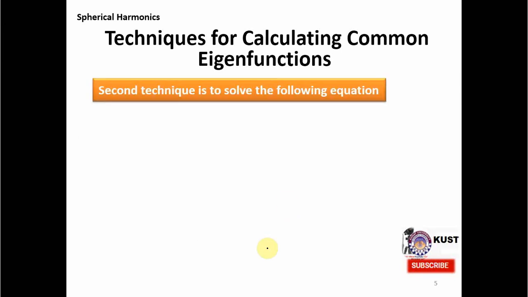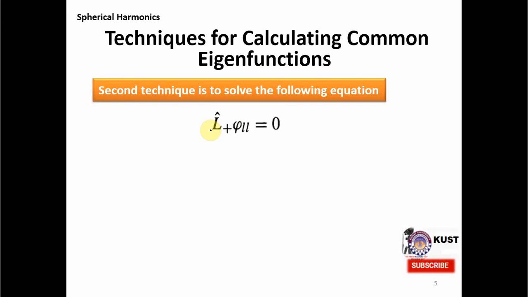The second technique is to go towards the ladder operators. You remember we constructed the ladder operators, and the values of m run from minus L to plus L. If we take the maximum value of m, that is L, this is the eigenfunction having the maximum value, and since L plus is a ladder operator, a kind of creation operator, it takes the values of phi one step higher.